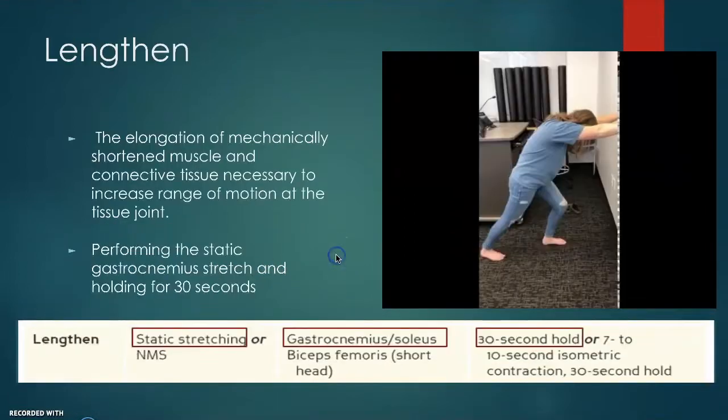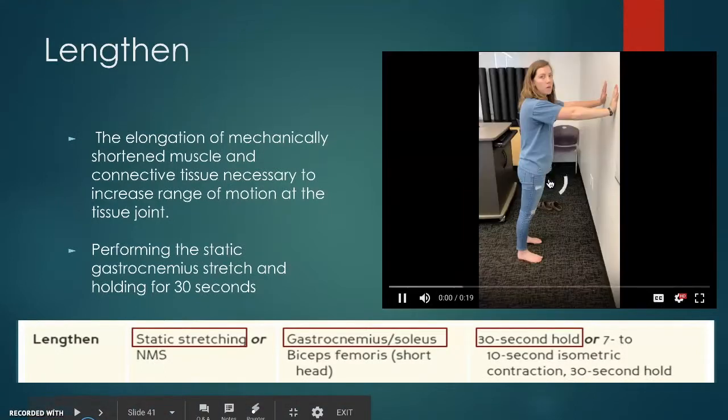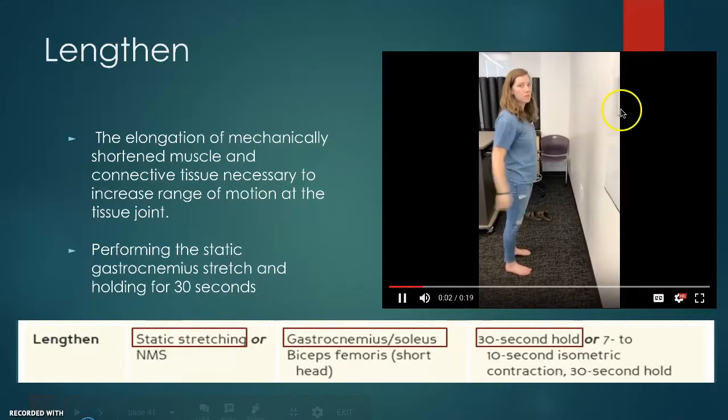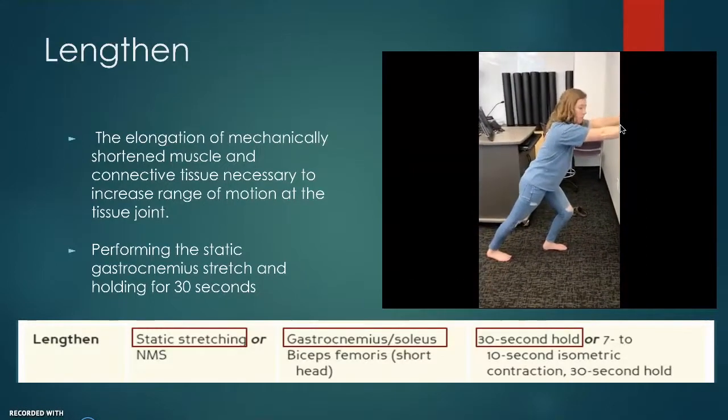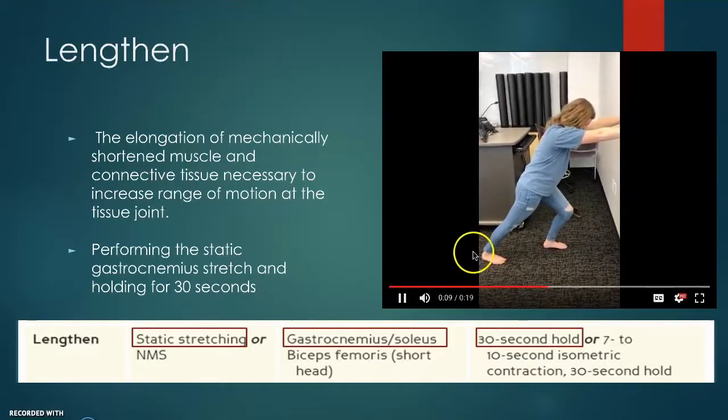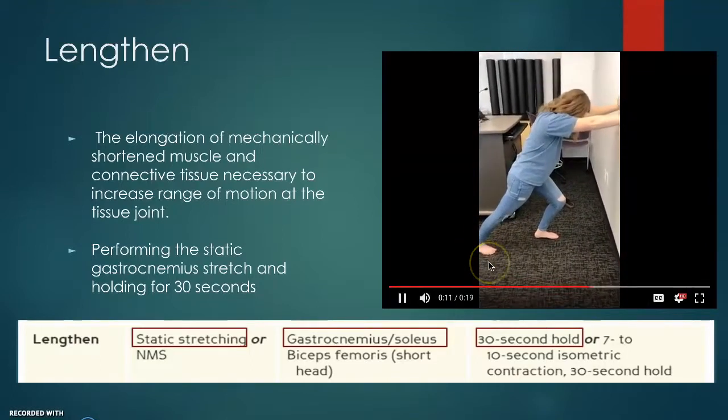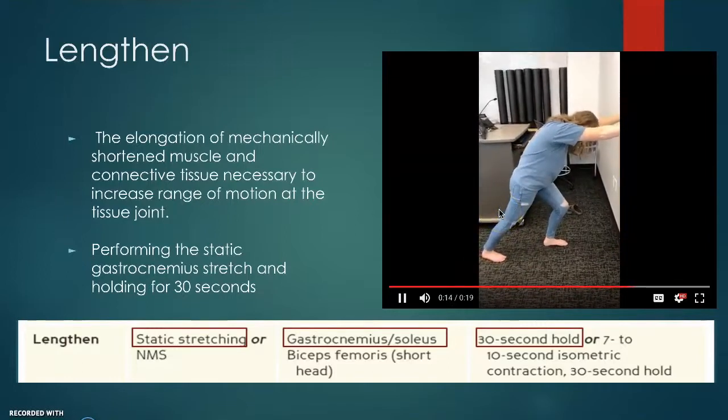We will then move on to the lengthening phase. Now, the goal of the lengthening phase is to have the elongation of mechanically shortened muscle and connective tissue necessary to increase range of motion at that tissue joint. By performing the static gastrocnemius stretch and holding for 30 seconds, we will be lengthening the overactive gastroc muscle. And we can see that here by cueing the subject to brace herself against the wall, and by extending the right leg out in a straight manner, and by bending the left leg, she's targeting the gastroc of her right leg. And if she was to bend her right leg, that would target the soleus, which is not what we want to do.